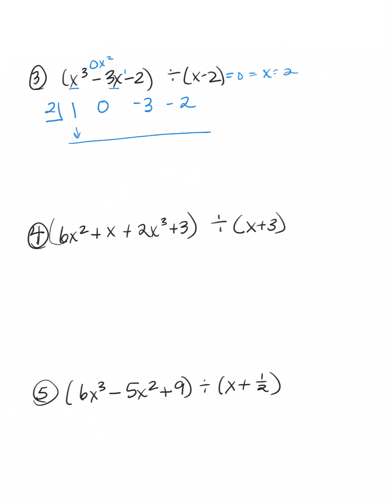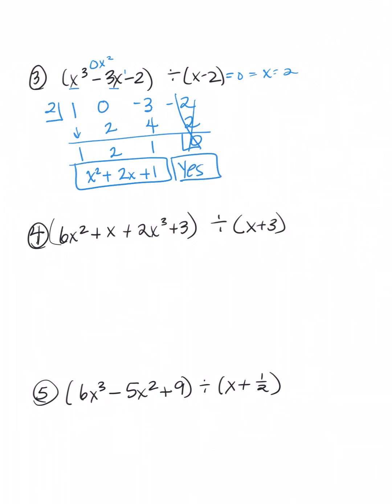All right, then we go through the process. Drop the 1, 1 times 2 is 2, 0 plus 2 is 2, 2 times 2 is 4, -3 plus 4 is 1, 1 times 2 is 2, and then there's no remainder, so that's wonderful. Now go back and put the x's back in, but remember it's 1 degree less, so it's going to be x squared plus 2x plus 1. And since there was no remainder, then yes, that x minus 2 is a factor of the polynomial. So if I multiplied x minus 2 times this trinomial, I would end back up with the original dividend.